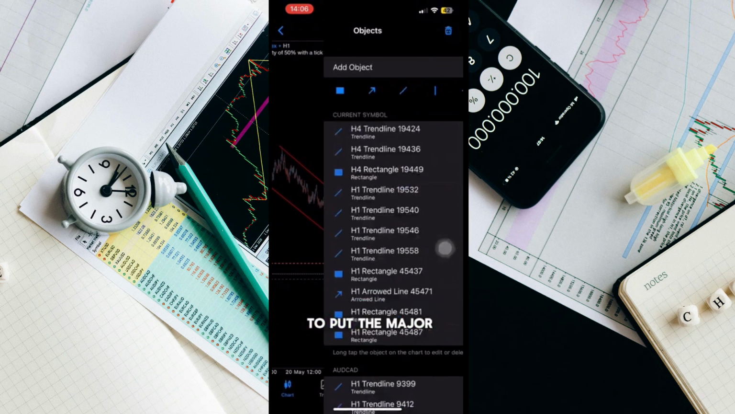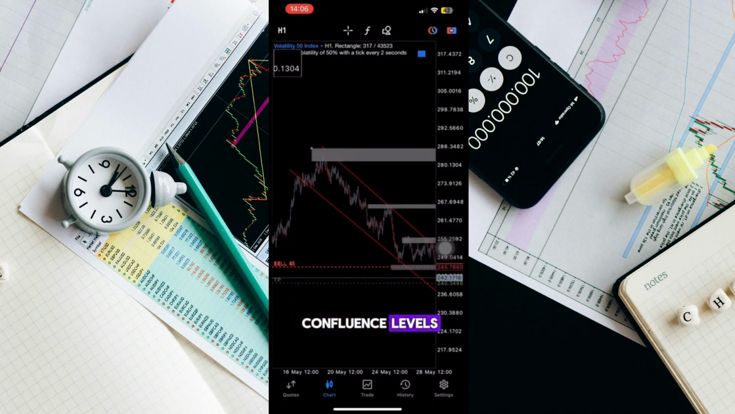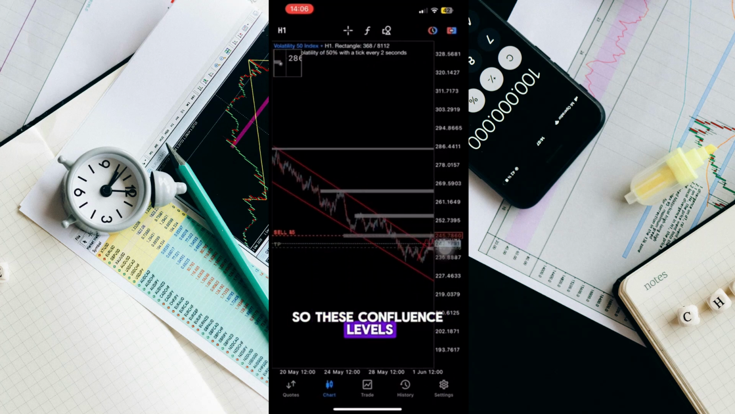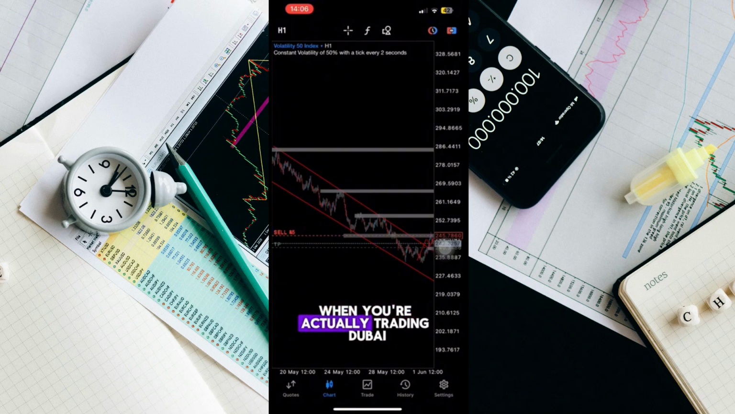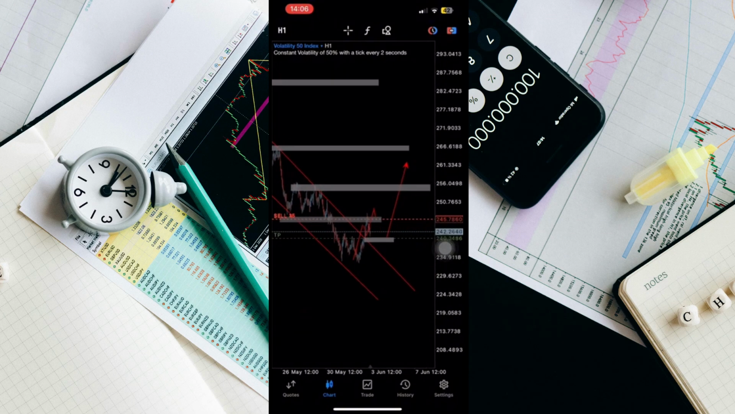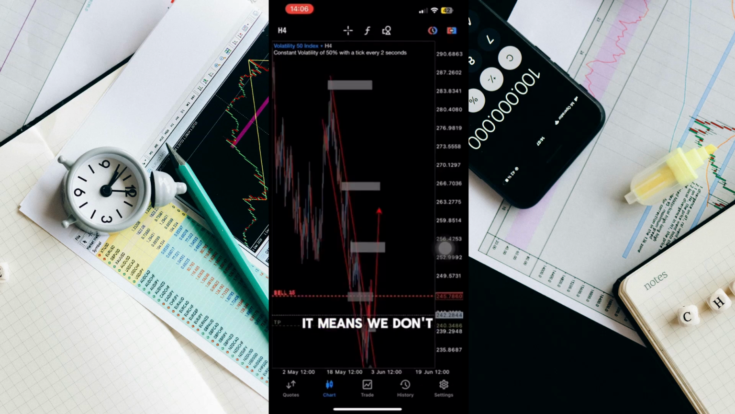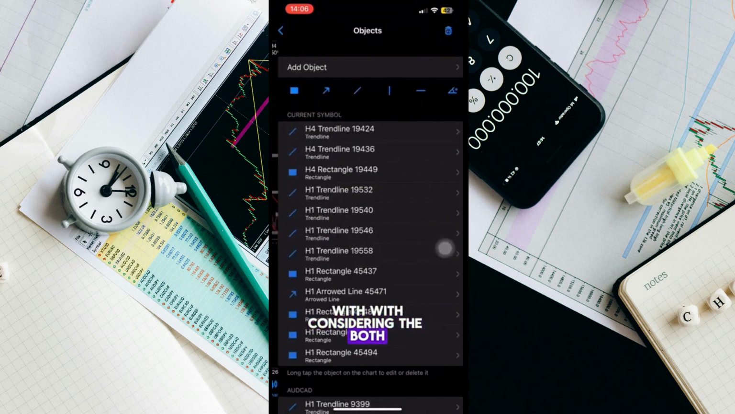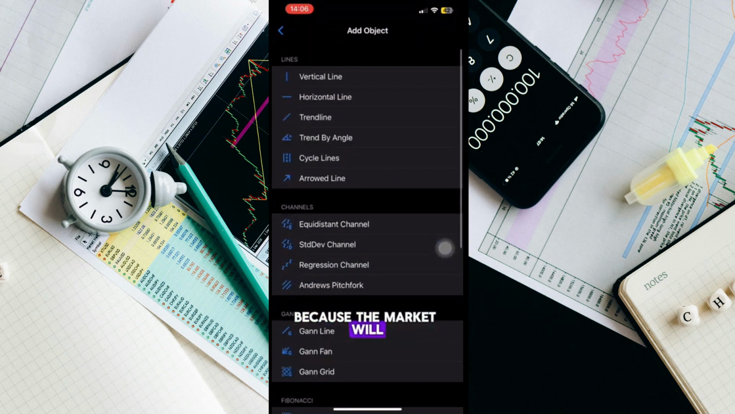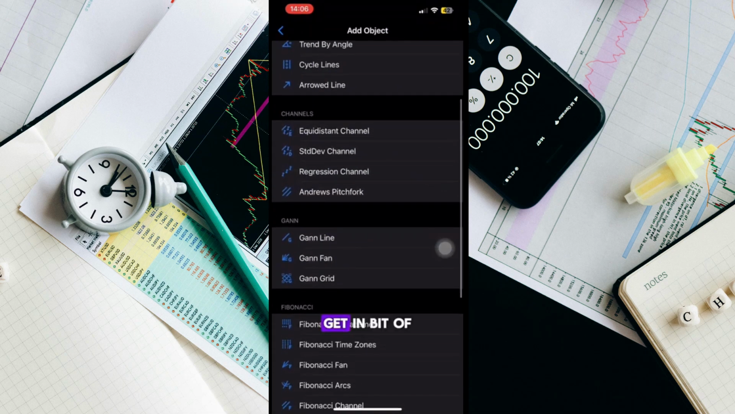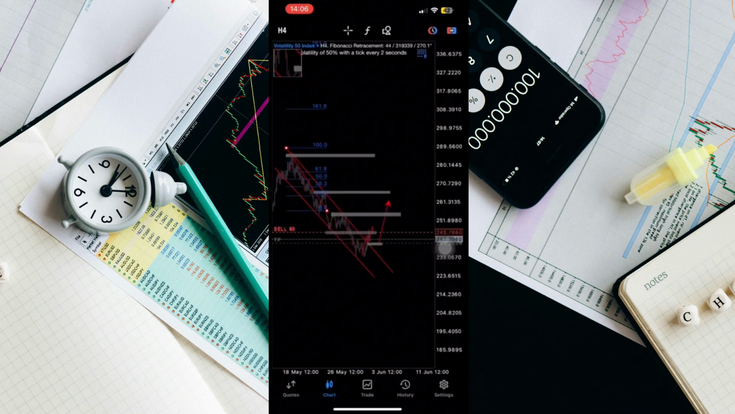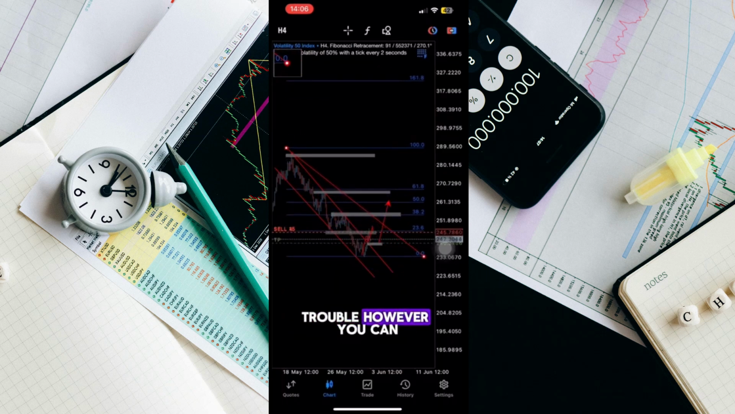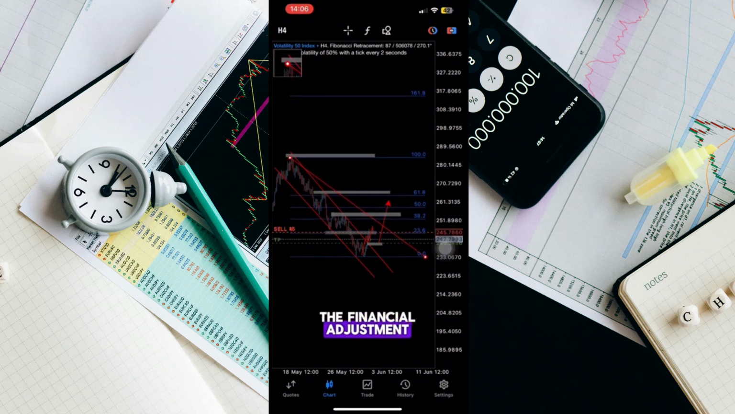So I'm just going to put the major confluence levels. These confluence levels, you can use them as take profit when you're actually trading the buy. However, the market is not buying yet, so it means we don't actually have to use them right now. But they are just worth considering because the market will kind of get in a bit of trouble. However, you can also see these take profit levels by using the Fibonacci retracement.